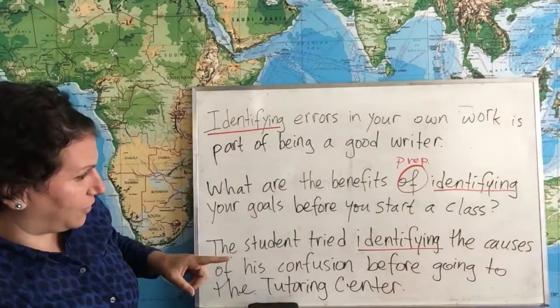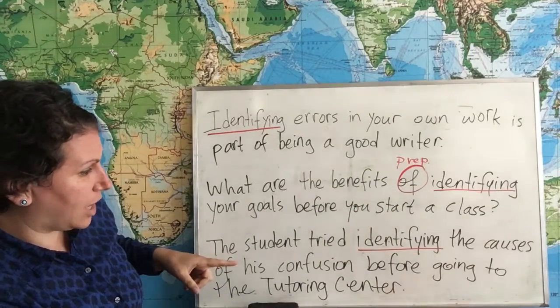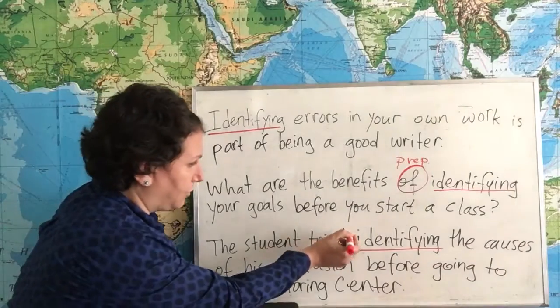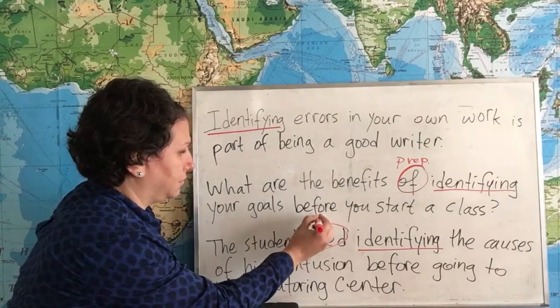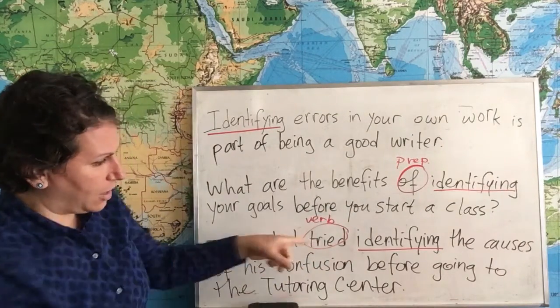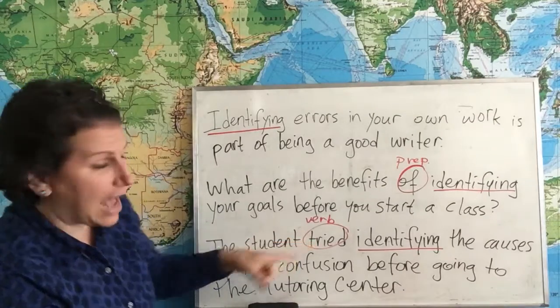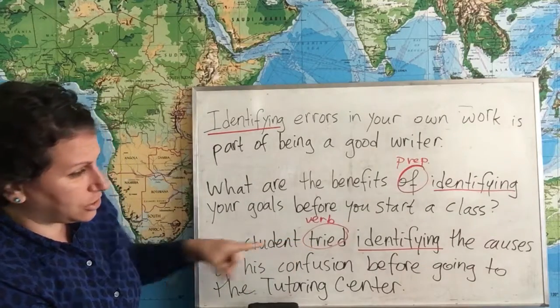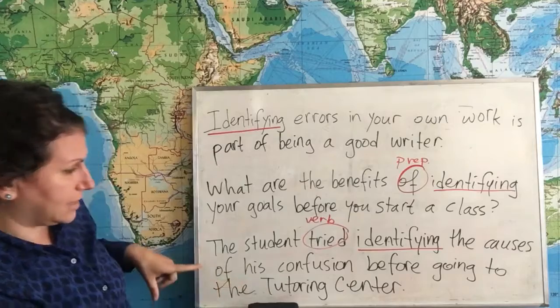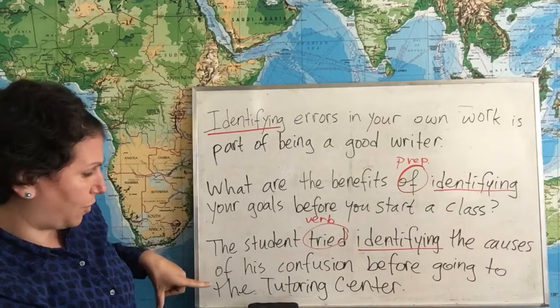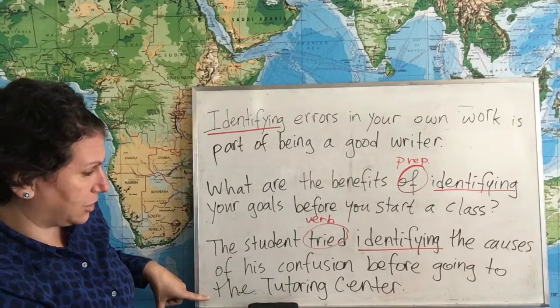Third example I'm going to give you is the object of a verb, and let me circle it for you here. Your verb here is try, in the past tense, tried. Here's the example. The student tried identifying the causes of his confusion before going to the tutoring center.